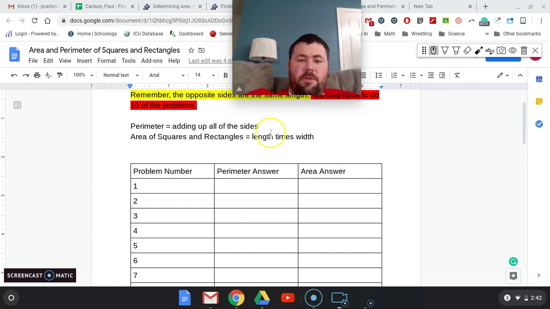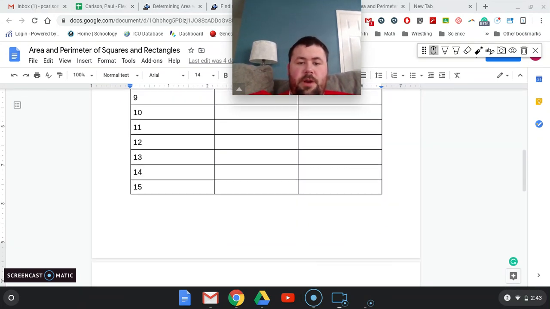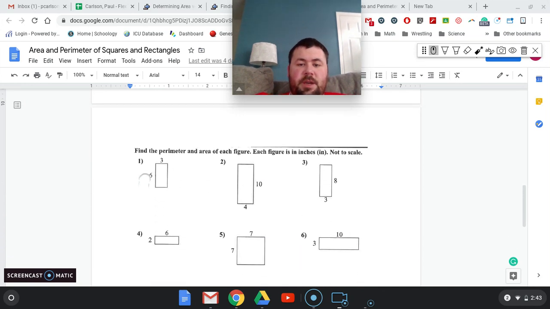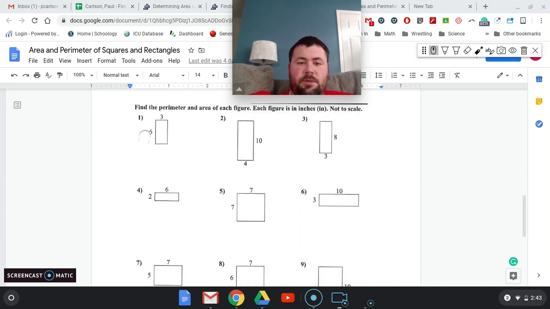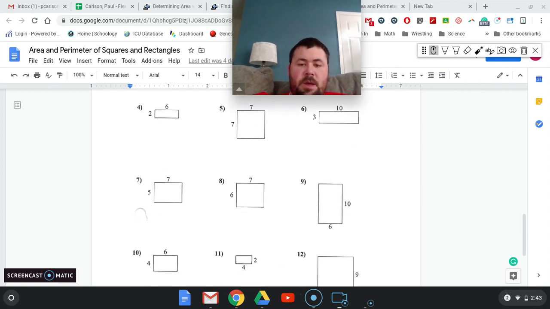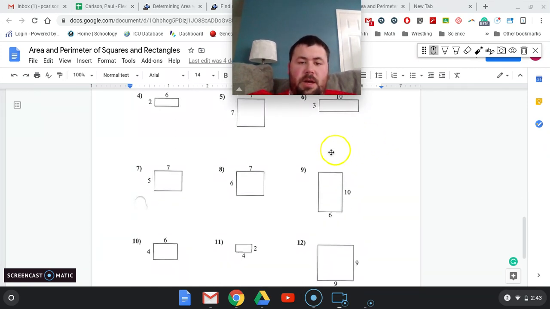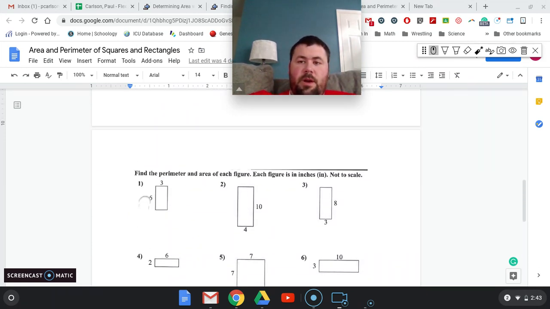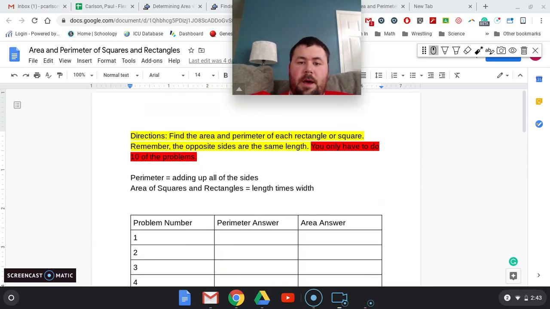So here's a reminder for you. Perimeter is adding up all the sides. Area of squares and rectangles is length times width. So if you look down here at the bottom in the second page, here are the problems for you to do. So you want to find the perimeter and area. As you can see, there's no labels behind your numbers. So you want to put units for perimeter and then units squared for area.